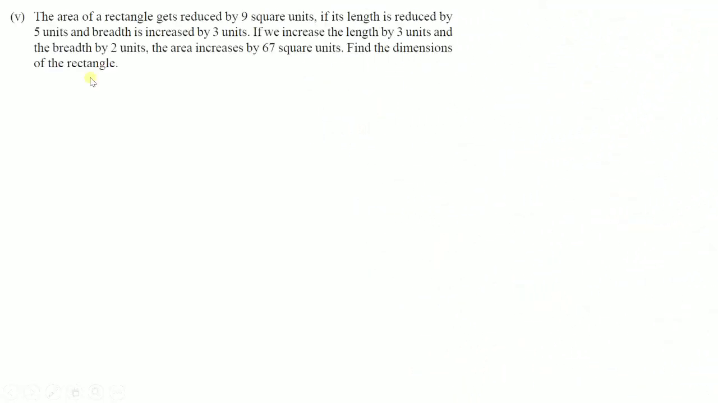Next question, part number 5. The area of a rectangle gets reduced by 9 square units if its length is reduced by 5 units and breadth is increased by 3 units. From the first statement we will get the first equation, and then the second: if we increase the length by 3 units and the breadth by 2 units, the area increases by 67 square units. Find the dimensions of the rectangle. Dimensions means the length and the breadth. We have to give the values of length and breadth in numerical value. So let us go for the solution.